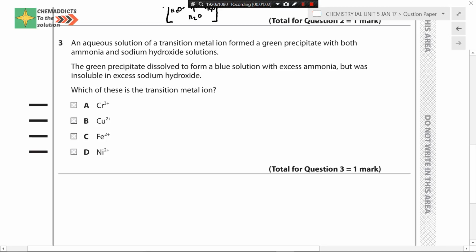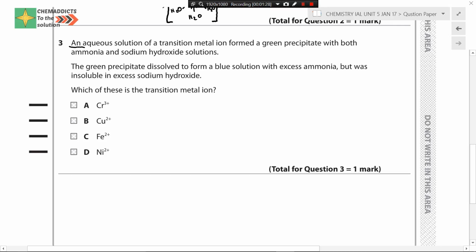Here the test for this transition metal ion is given, and the observation is also noted down over here. We're going to utilize this information in order to find the correct answer. Now at first let us break the information into small chunks, small pieces.